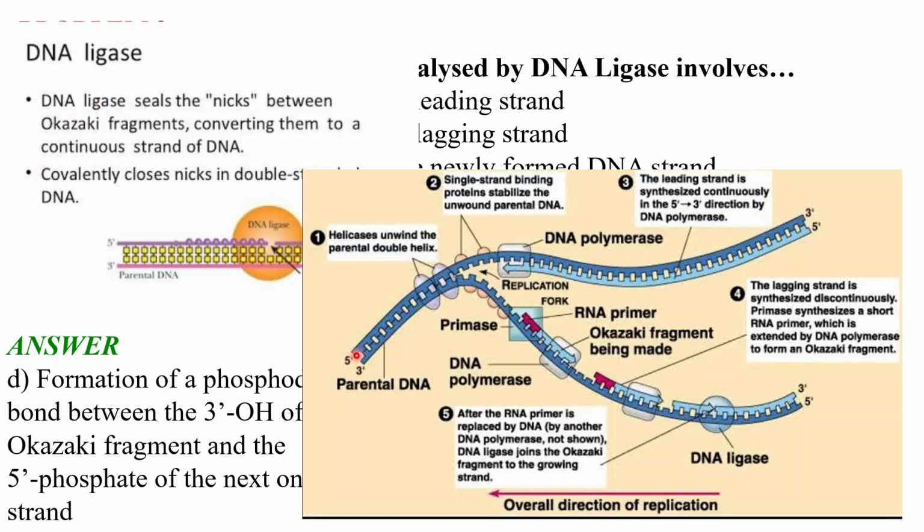Then we have this 5 prime to 3 prime strand, which is known as the leading strand. The leading strand is synthesized continuously from 5 prime to 3 prime by the DNA polymerase. So now the new DNA strand will form from 5 prime to 3 prime in this direction. And this is known as the leading strand because it is synthesized continuously from 5 prime to 3 prime by the DNA polymerase enzyme.